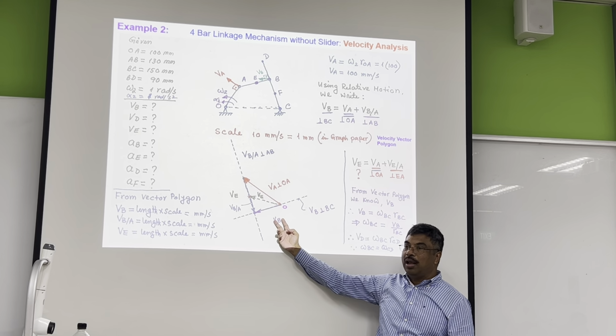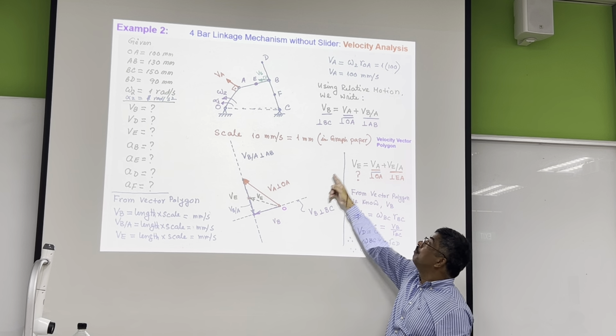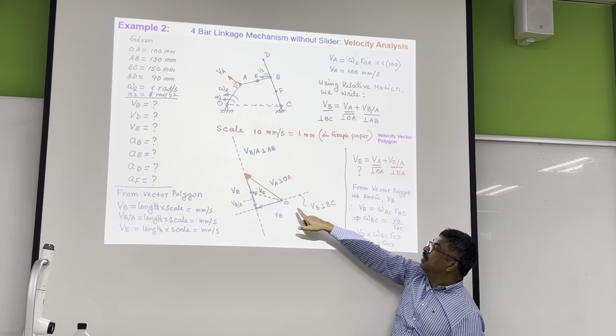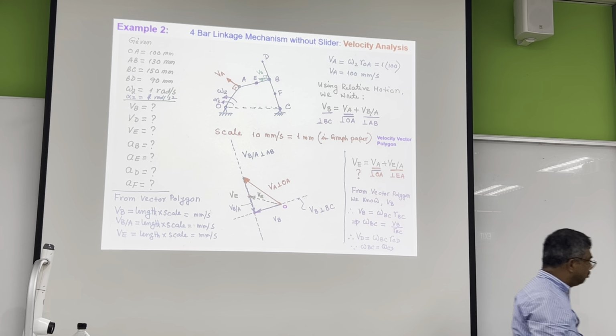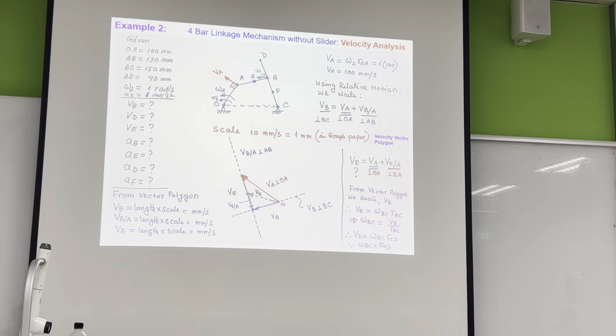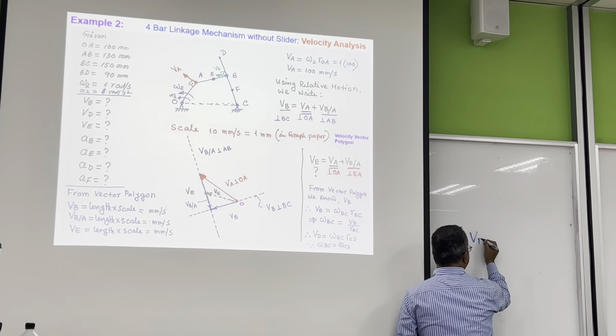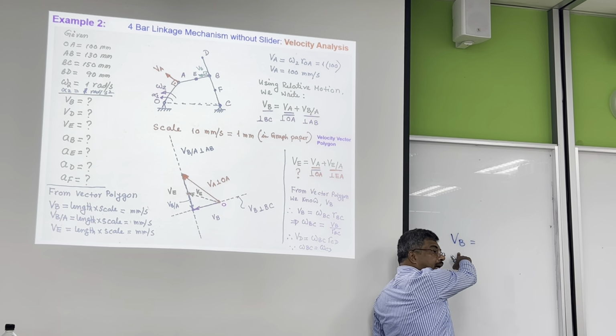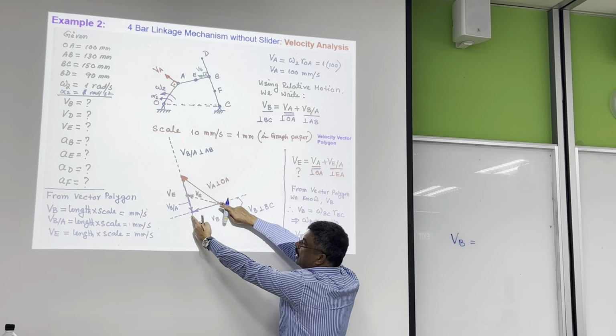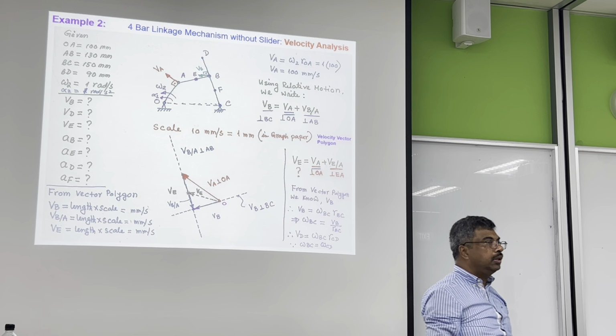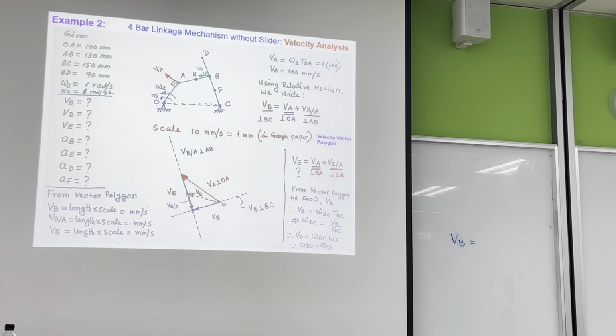And that VB equals omega BC times RBC, correct? Look at here. Your VB here, you got it from the vector polygon, right? You measure that length, multiply with the scale, you get the value. Yes or no? Yeah.